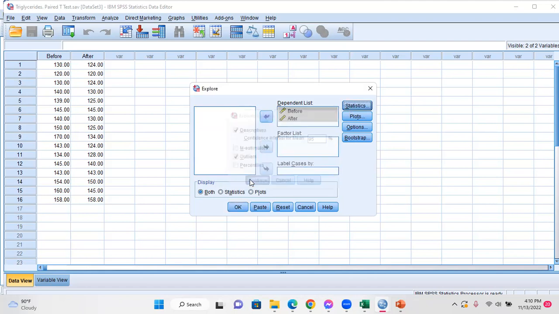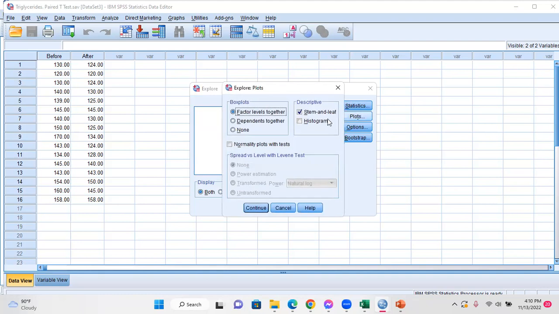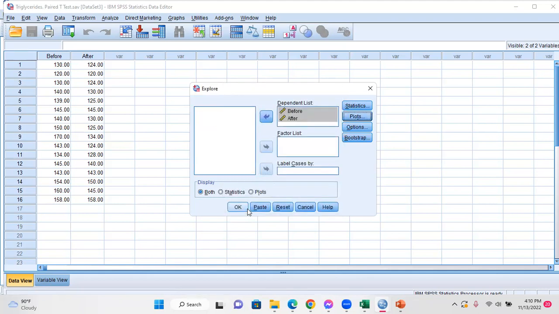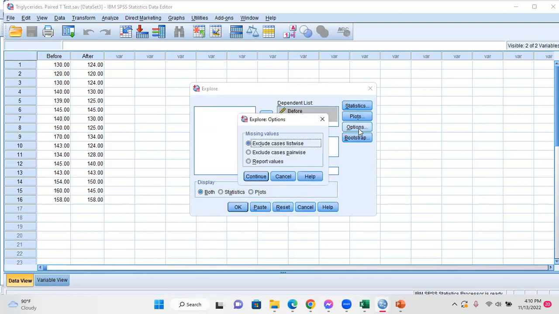Then outliers. Unclick, stem, and leaf. And then histogram. Check normal or click, normality plots with test. Continue.